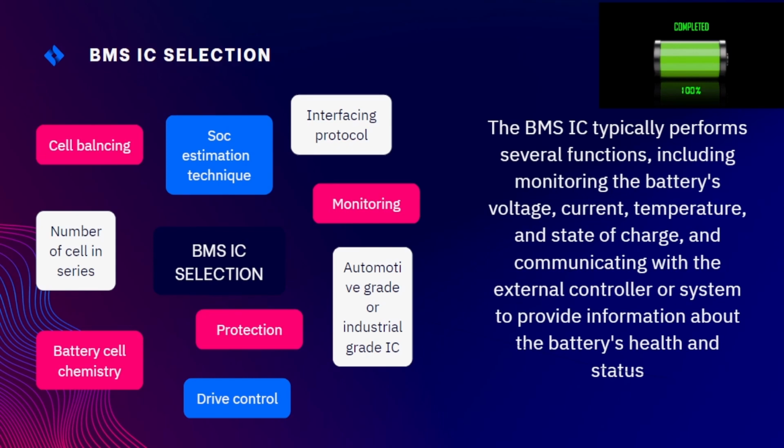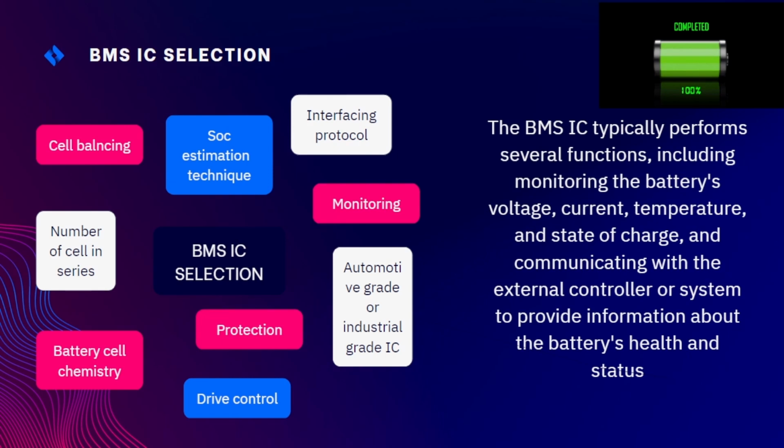Next one is the number of cells in series. Another important factor when choosing an IC is the number of cells in series in the system. Varying ICs can deal with a varying number of cells in series. So it is important to work with an IC that can accommodate the total number of cells in the system.